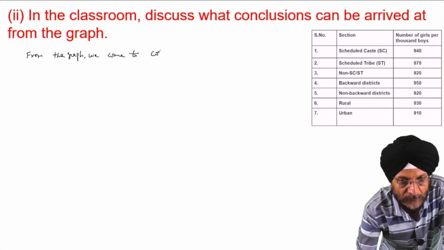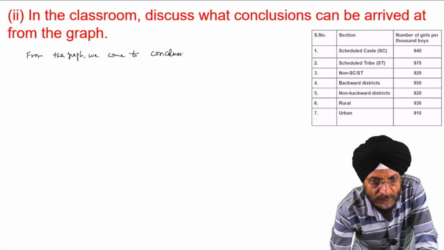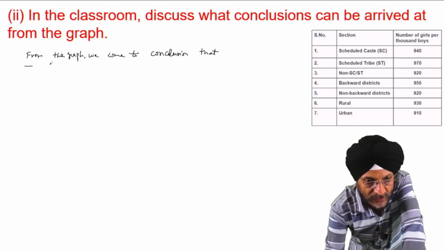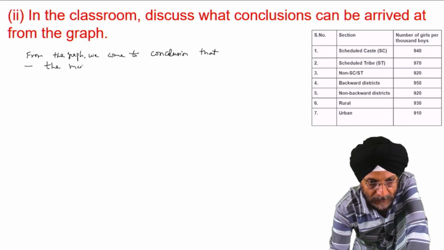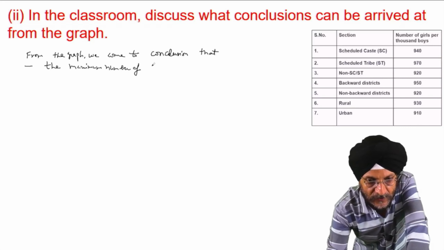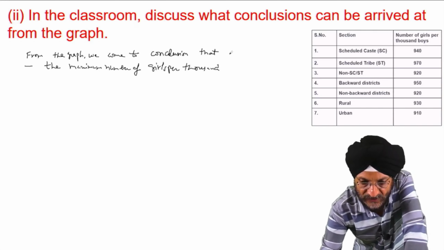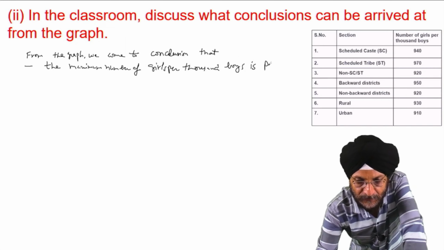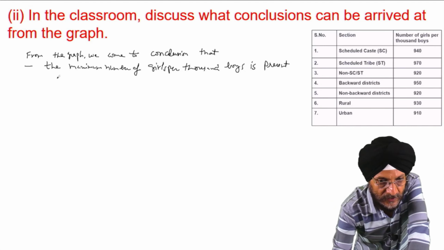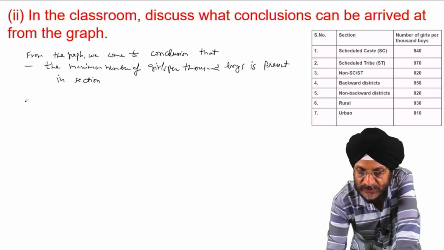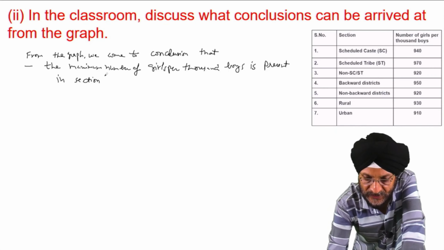We come to the conclusion that the maximum number of girls per thousand boys is present in section, maximum number of girls in section which we have seen from the graph was from the scheduled tribe, in the section ST.